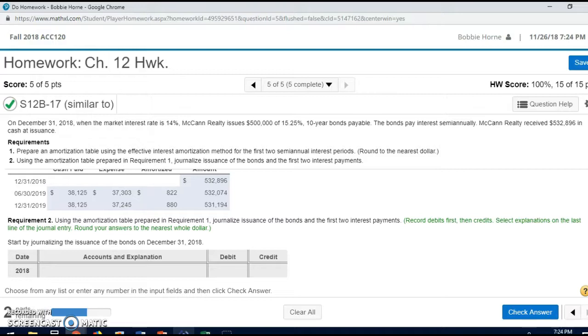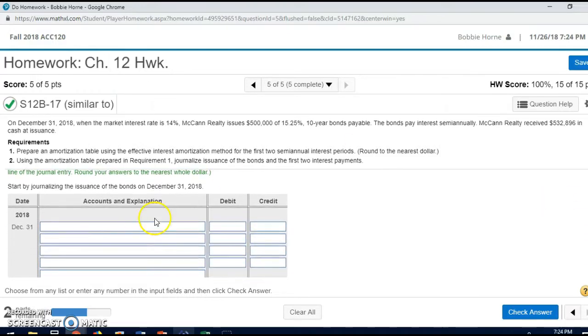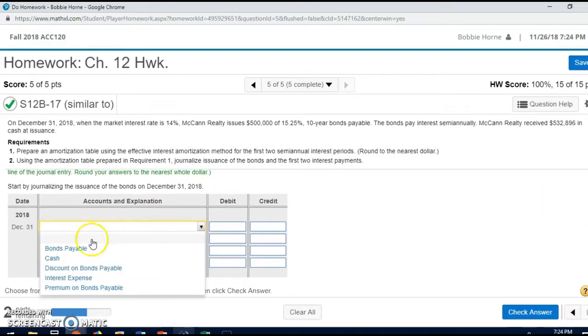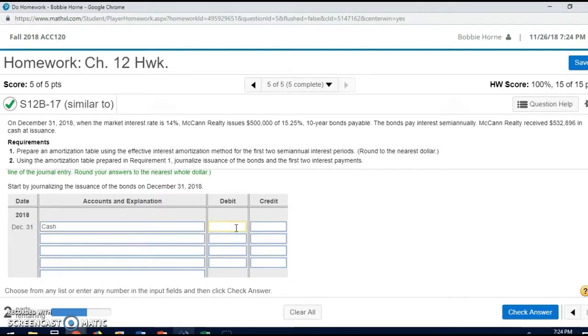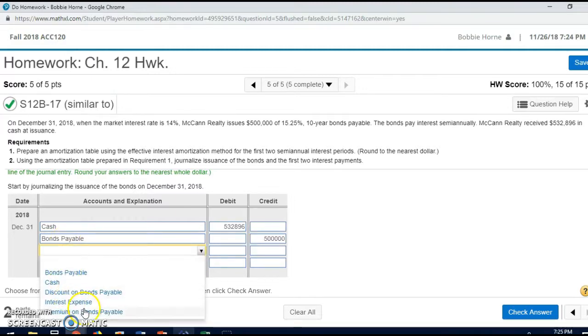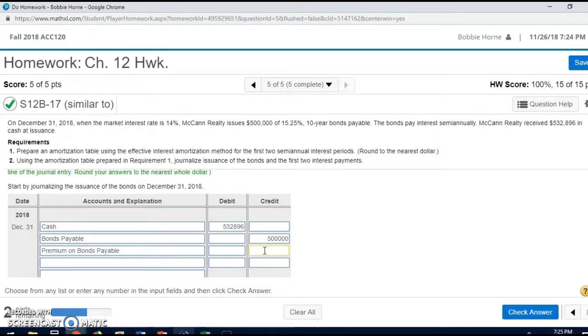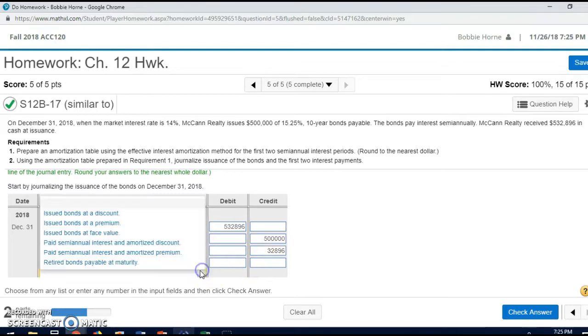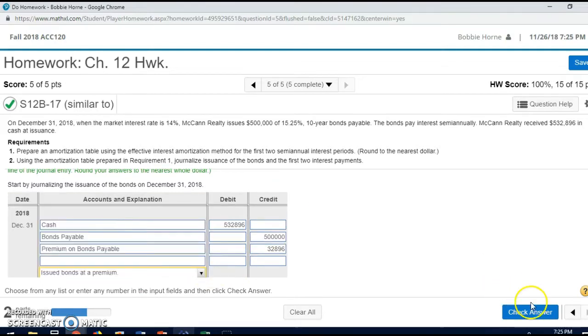Okay, so now we need to journalize the issuance of the bonds when we received cash of $532,896, and the bond payable was $500,000. So we have a premium. The premium is a credit balance. And this is to issue bonds at a premium.